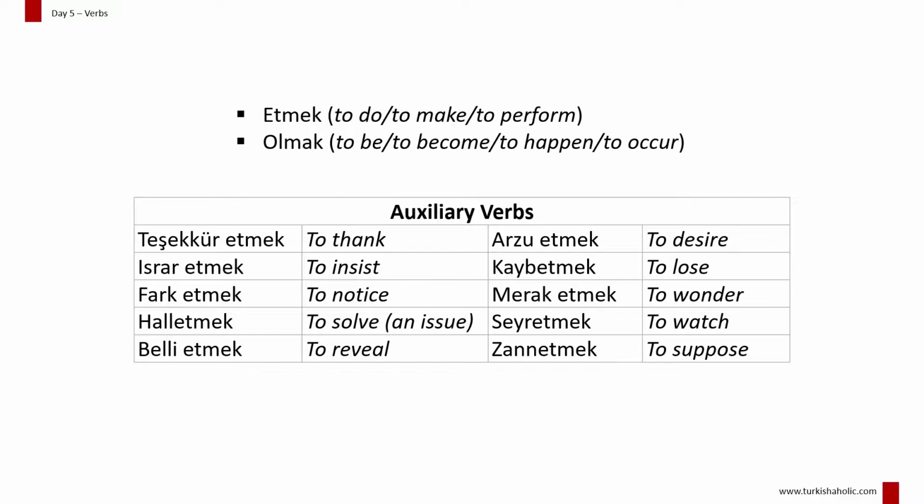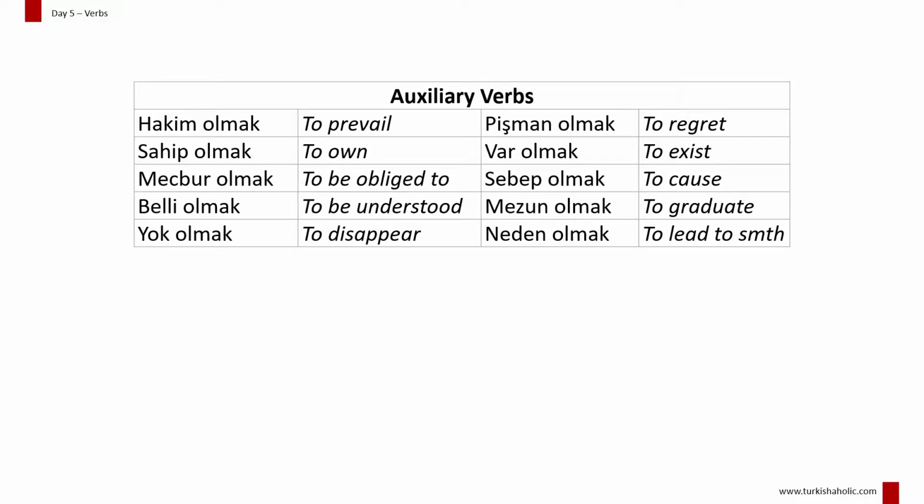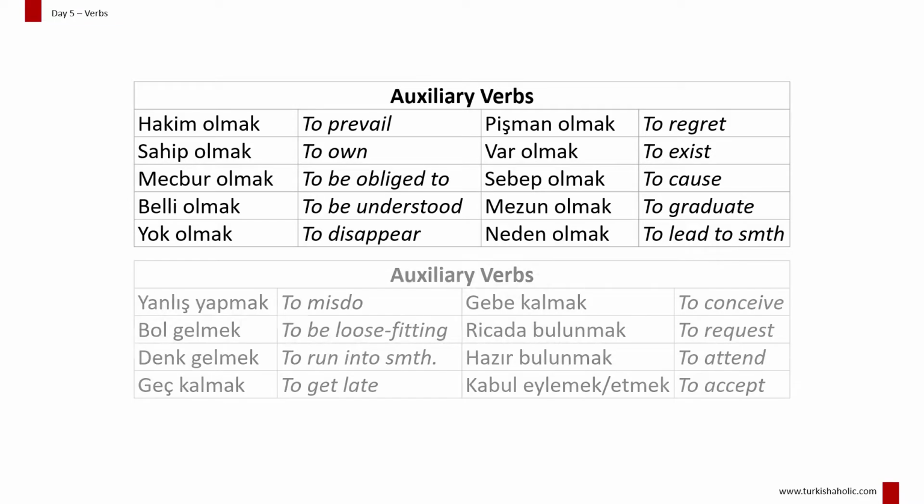You might have noticed that some verbs can also be formed as single words. There are so many words that are made with the auxiliary etmek. Simply open your Turkish dictionary and you'll see. The other auxiliary verb used in combination with a noun is the verb olmak. Hakim olmak, sahip olmak, mecbur olmak, belli olmak, yok olmak, pişman olmak, var olmak, sebep olmak, mezun olmak, neden olmak.